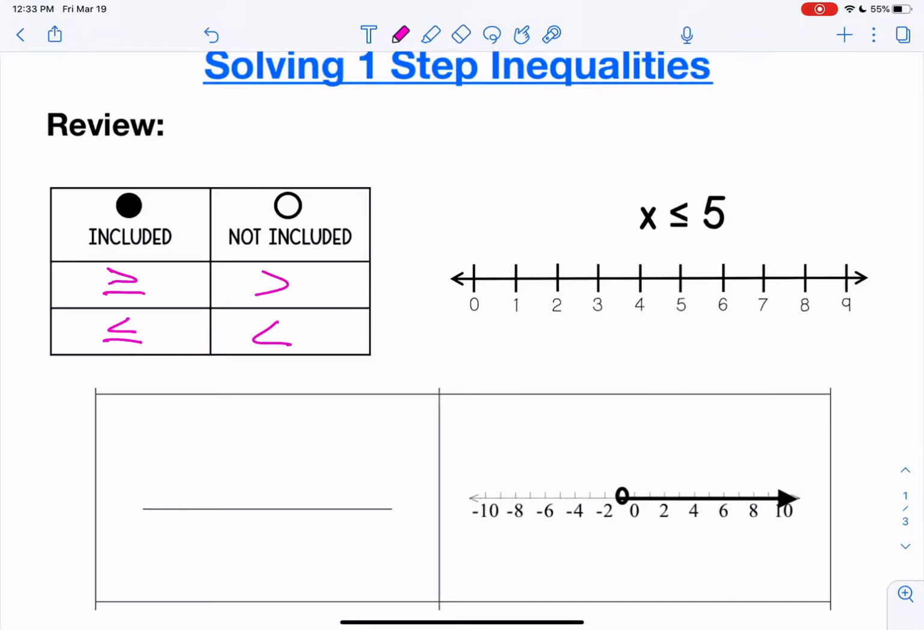Okay, now we have this example, x is less than or equal to 5. We need to remember when we graph inequalities, we take the number and that's where we place the bubble. The next step is to think, is the bubble filled in or empty? Because it has the equal sign attached to the less than, that means it's filled in.